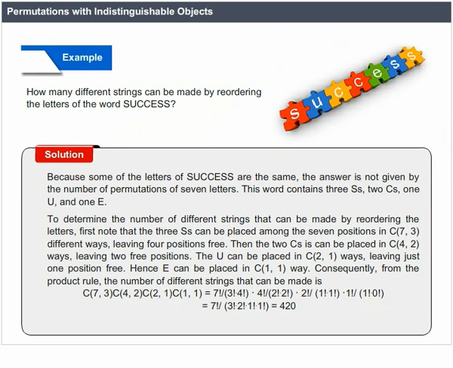7!/(3! × 4!) × 4!/(2! × 2!) × 2!/(1! × 1!) × 1!/(1! × 0!) = 7!/(3! × 2! × 1! × 1!) = 420.